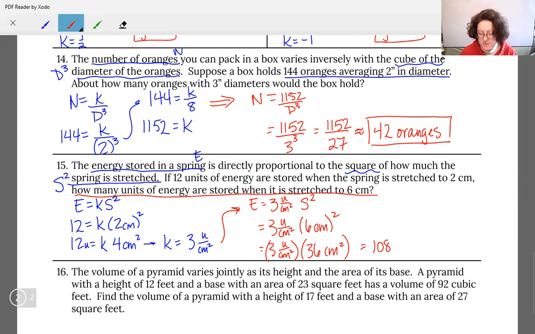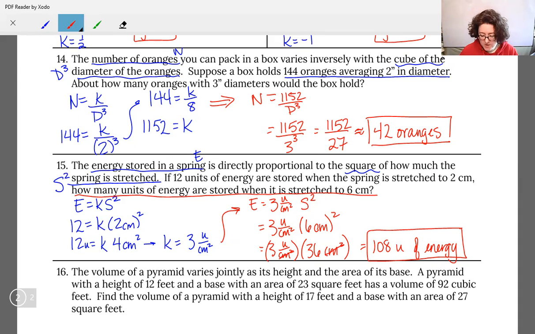But then let's take a look at the units. In the first set of units, we have centimeters squared in the denominator, and we're multiplying it by centimeters squared. Multiply and divide, inverse operations. Those actually cancel each other out. So we're going to have 108 units of energy. And so our answer actually came out with the correct units for the type of answer it was looking for.